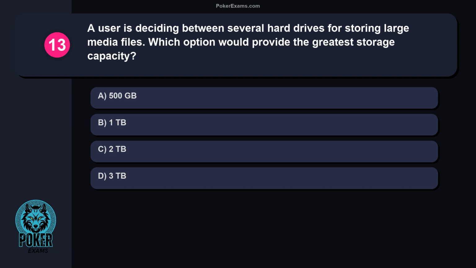Question 13. A user is deciding between several hard drives for storing large media files. Which option would provide the greatest storage capacity? 500 gigabytes, 1 terabyte, 2 terabytes, 3 terabytes.